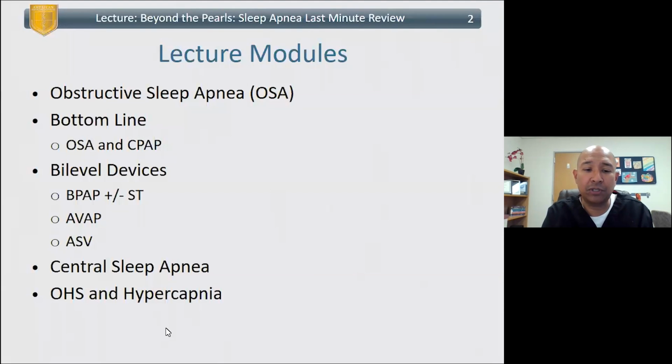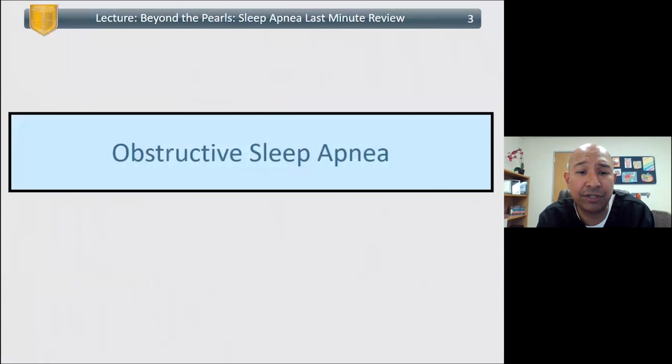Then we're going to close talking about obesity hypoventilation syndrome, and individuals who are hypercapnic secondary to the OHS, not secondary to COPD, not secondary to neuromuscular disease, but truly hypercapnic from OHS in itself. So with that being said, I put a ton of questions here because I just thought this is what you need right before your boards. So let's just start off talking about OSA.